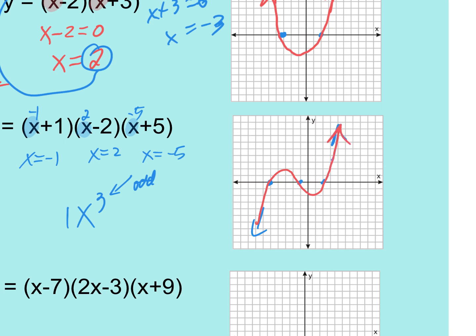Could you have done that? I don't think it's that hard. If you know it has to be down on the left and up on the right, and it goes through those 3 dots, it's not that bad.